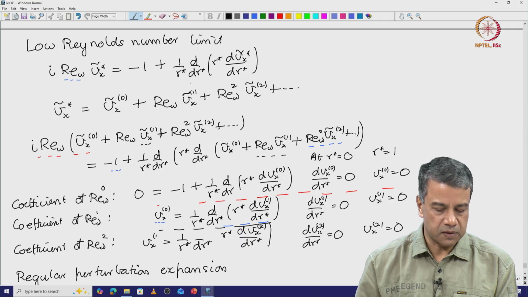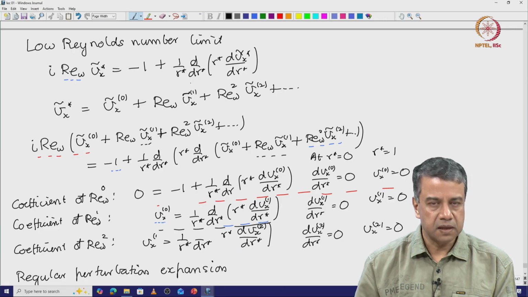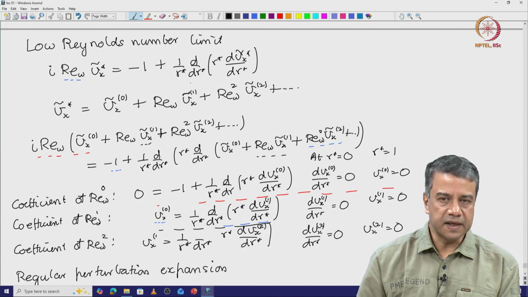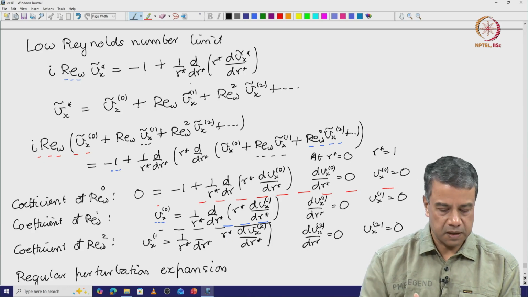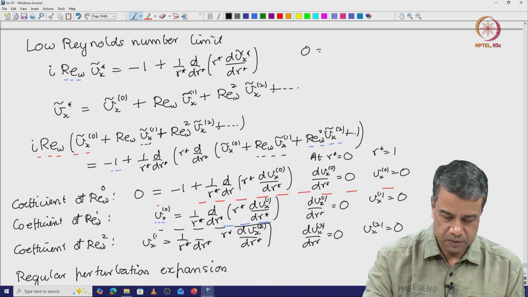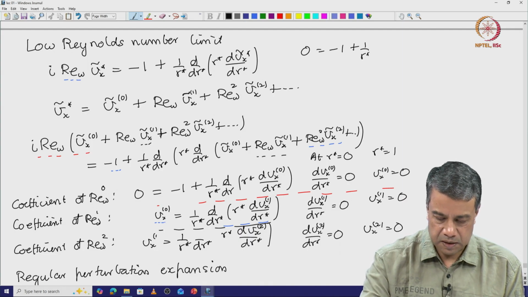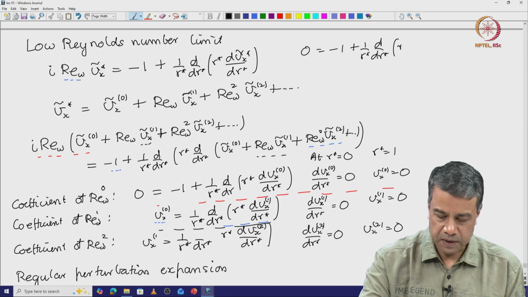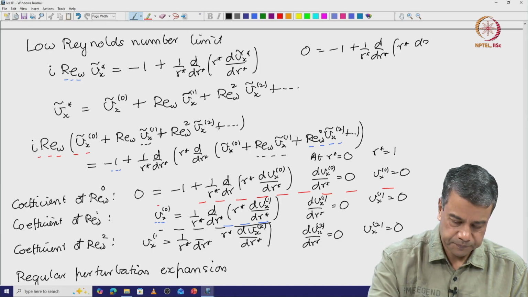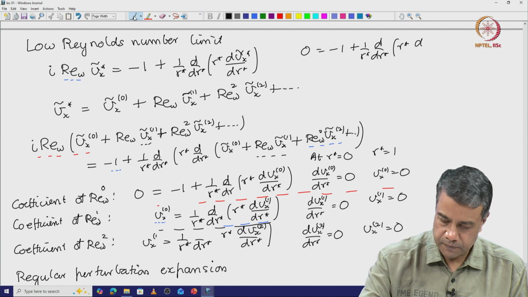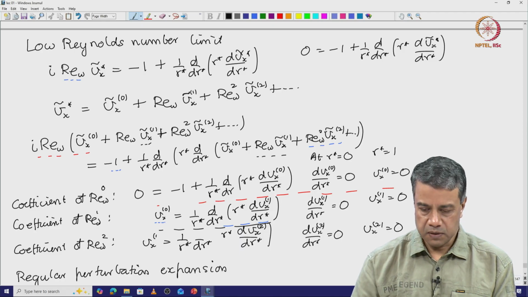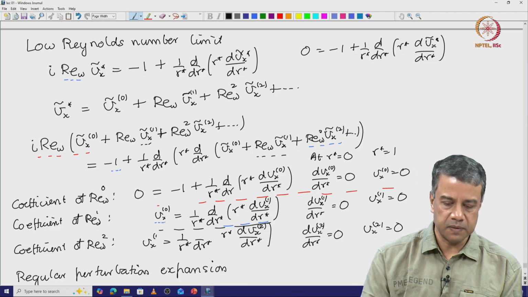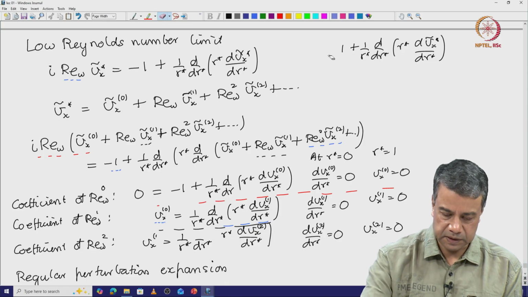First, we looked at the low Reynolds number limit, and I said that if Re is small, you can expand. Re is a small parameter in this problem. If Re were equal to 0, then you just have this equation: 0 is equal to minus 1 plus 1 by r star d by dr of r dv. If Re is small, you would expect that this would be a small departure from the Re omega equal to 0 solution.